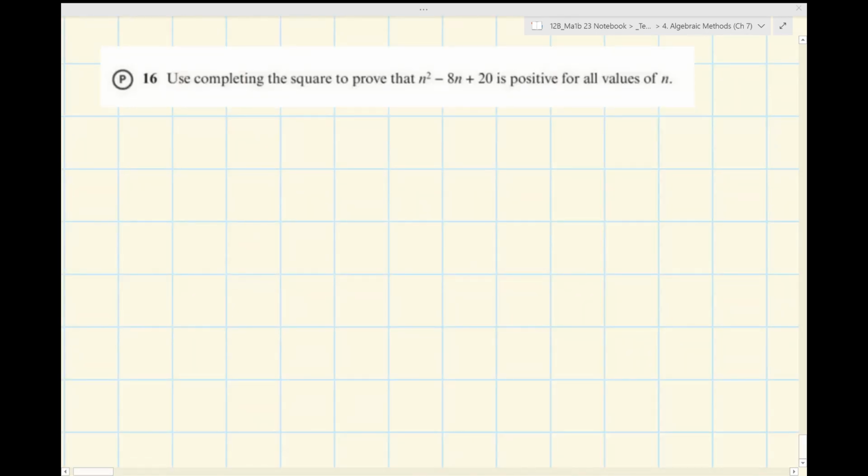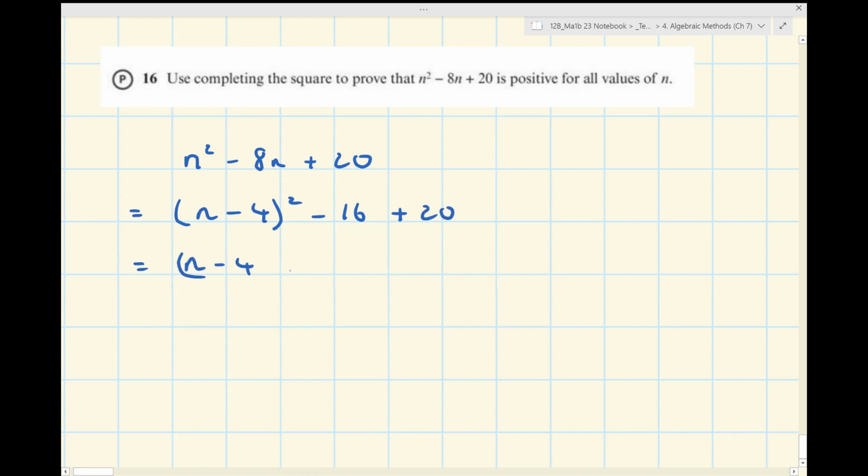Question 16. Use completing the square to prove that this expression is always positive. Okay, well, let's see what happens, shall we? So I'm going to complete the square. So that's going to be n minus 4 squared minus 16 plus 20. So that expression is equal to n minus 4 squared plus 4.